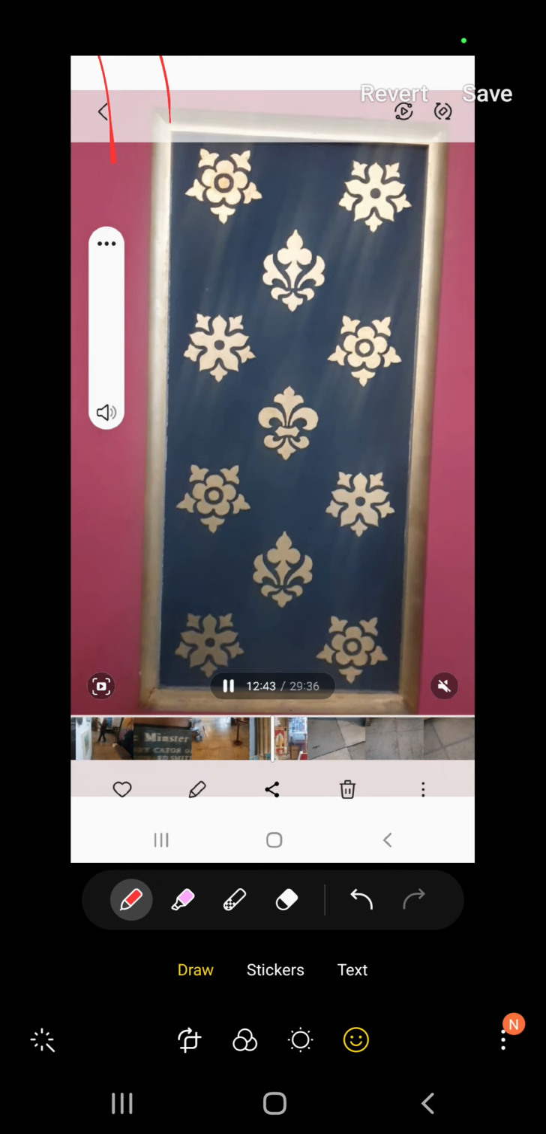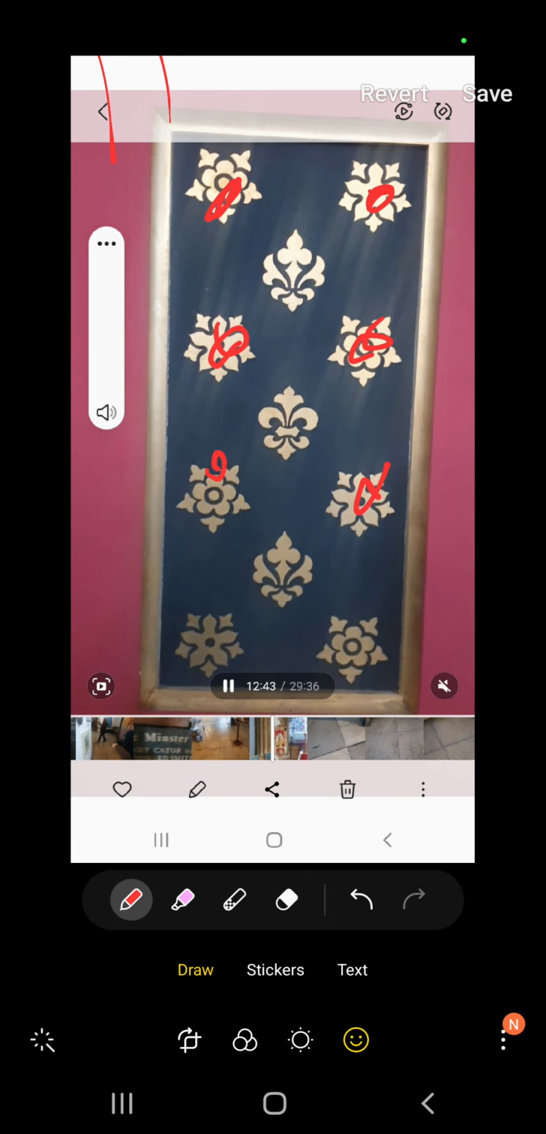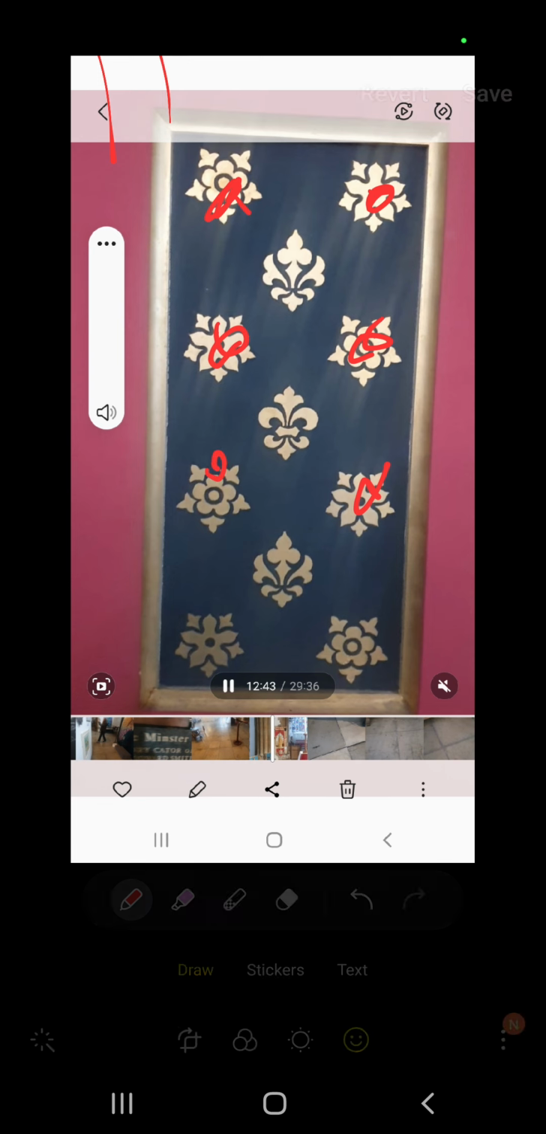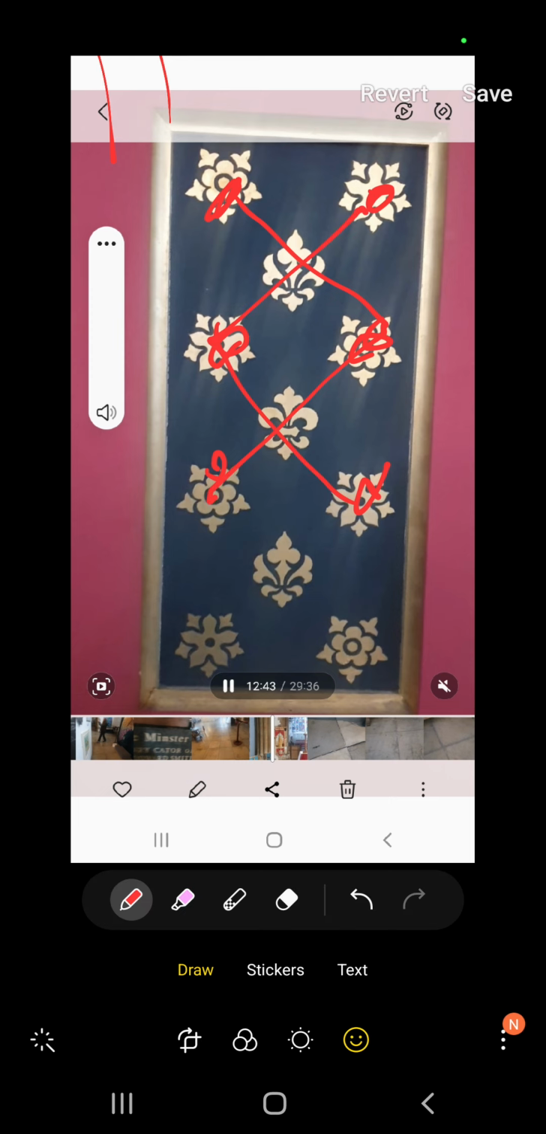Okay, so I'm going to show you. I'm on draw at the moment. So look, here's the 6 points of a compass, right? And we know 3 2 3 makes square and compass. So that's your first 6.